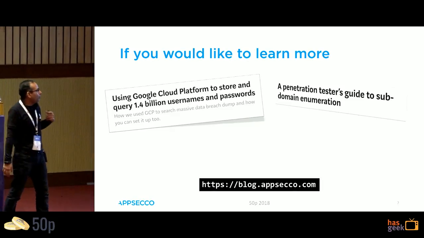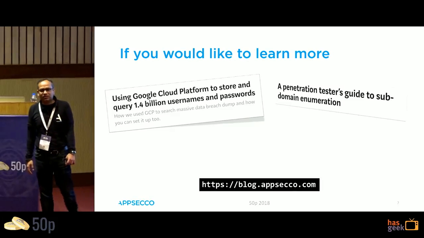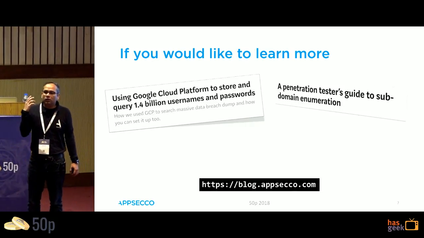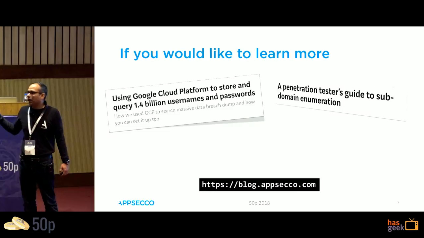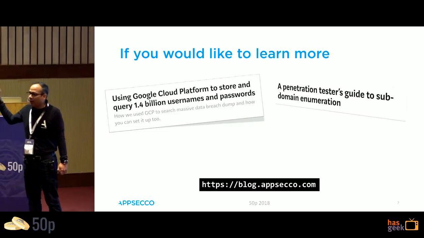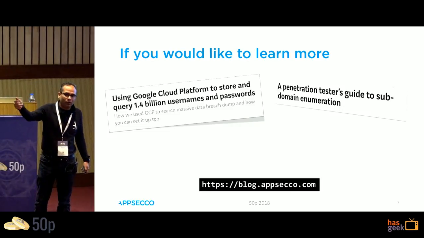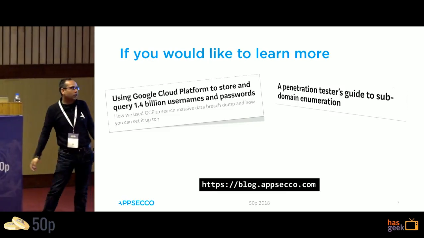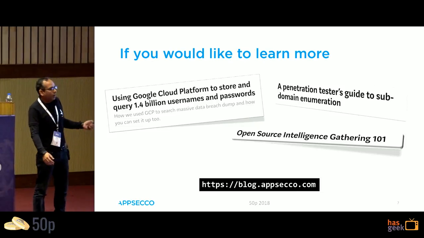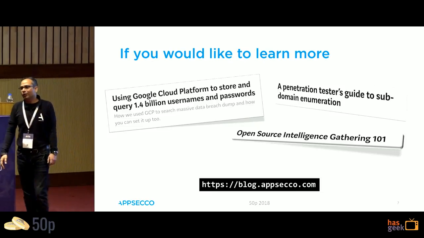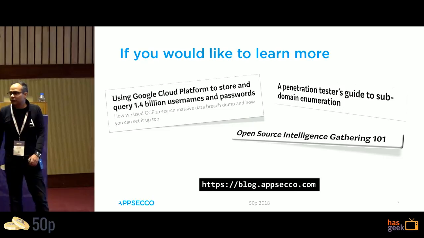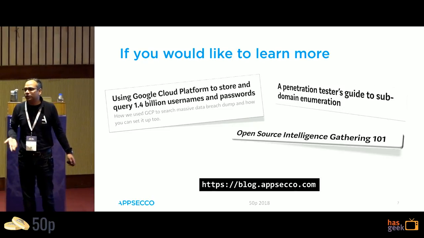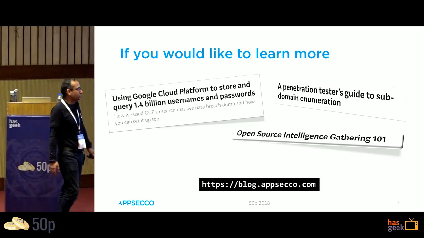We have a guide to subdomain enumeration. We list, I think, nine different methods for passively figuring out all the possible subdomains for a company's online presence without actually going to the server or the DNS server of the company. We also have a nice getting started on OSINT if this is an area of interest for you. And I would like to believe that after this talk, you would be interested in finding out what your company or your organization is exposing online.